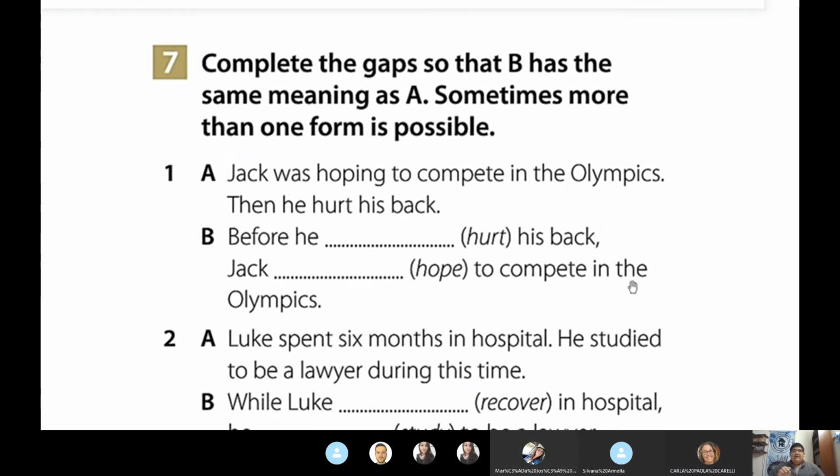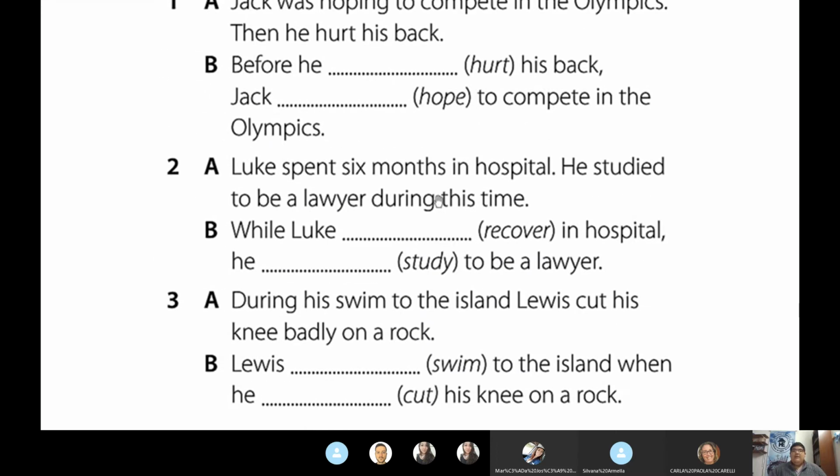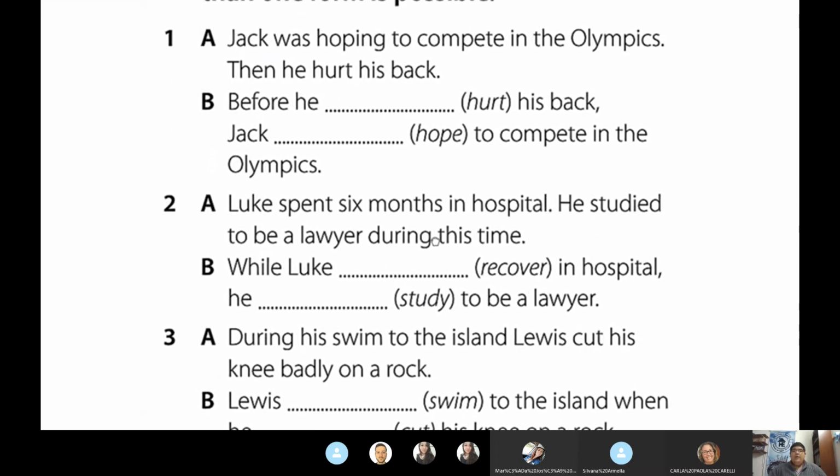Okay, now you have a sentence and you have to complete the second one, that is sentence B, with the verbs in brackets in the correct form. But you can't change the meaning, okay? You cannot change the meaning. Let's see. Jack was hoping to compete in the Olympics, then he hurt his back. Before his back, Jack to compete in the Olympics.